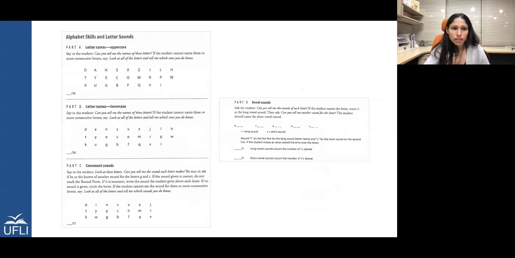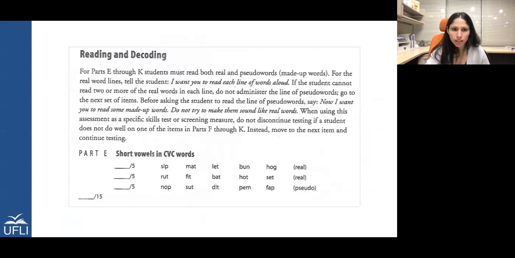And so this is what the alphabet skills and letter sounds assessments look like. Again, not just marking things wrong, but writing down what students' errors were so that you can interpret that and help use that information to plan your instruction. And this is what the word reading parts look like. It's nice because it tells you with a little script kind of what to say too.